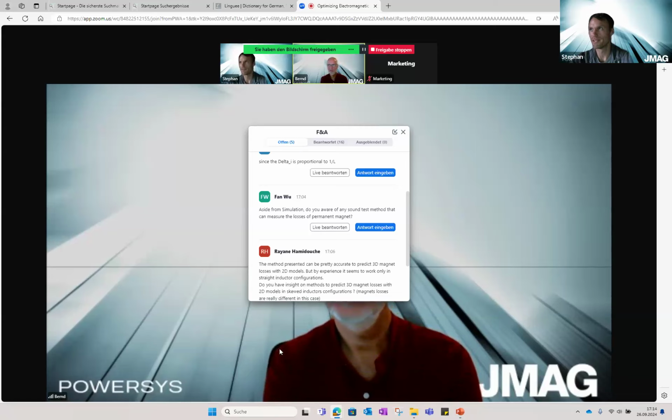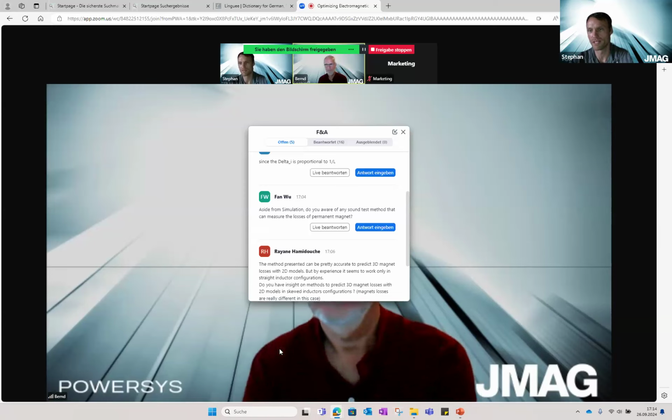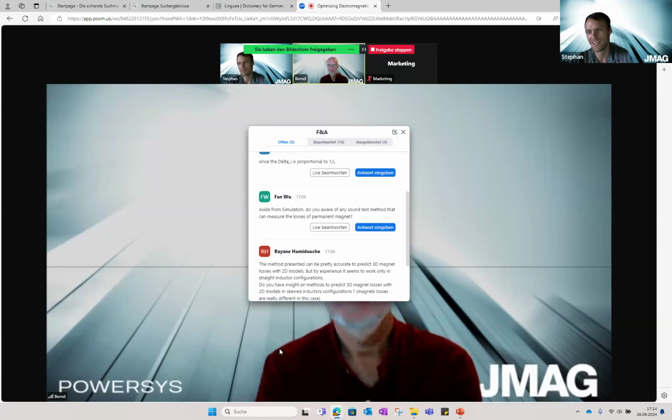Or if you think of somehow shaped magnets, maybe then you can create your own segmentation factor based on the approach presented. But yeah, you are correct. For magnets with special shapes, it's more difficult to create such an analytical factor. But in the end, you always have the 3D simulation available, and you can calculate the results.